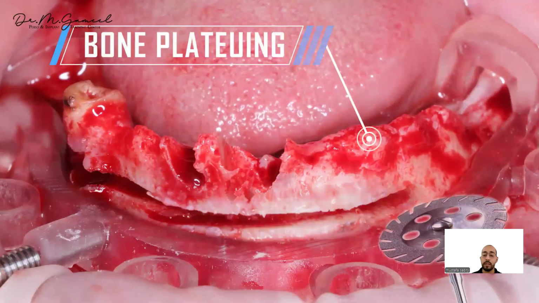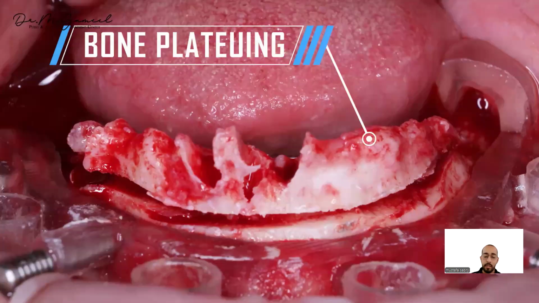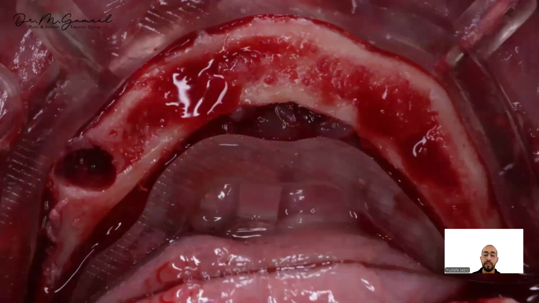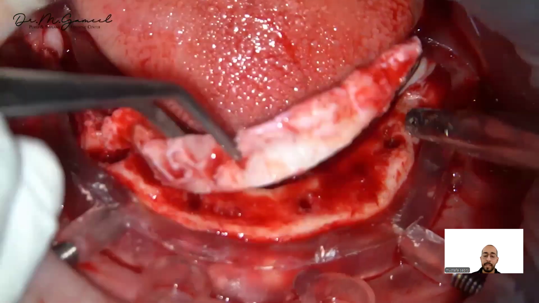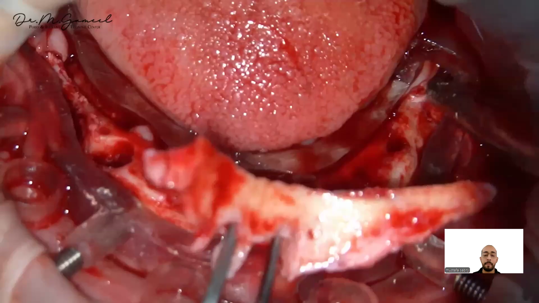And here's how we cut the bone. We can make use, as I said before, of crushing and filling the sockets. After cutting the bone, we have a very good plateau of bone. We may expect some bleeding, of course.